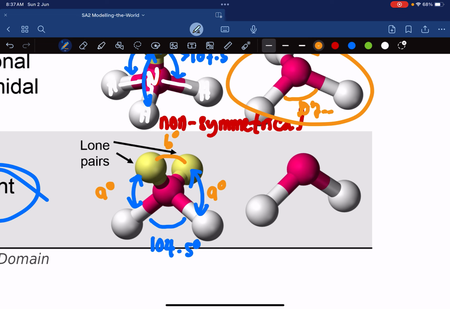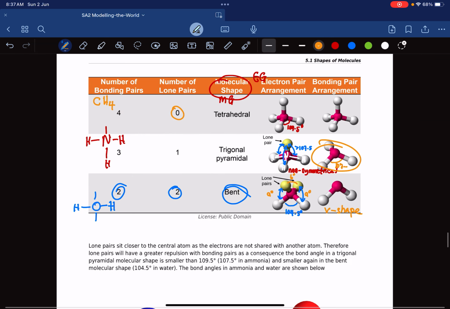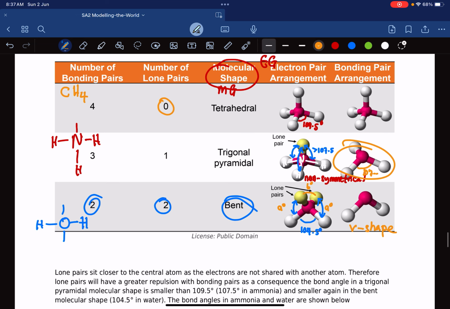If you look at it, sometimes we call this a V shape. Water is like this. So we call it V shape, or we call it bent. All of this happened because you suddenly have bonded pairs and non-bonded pairs.